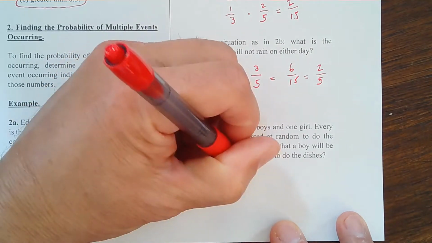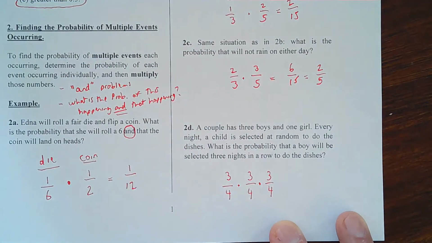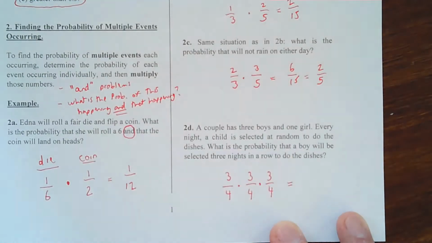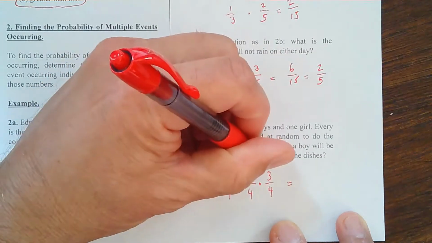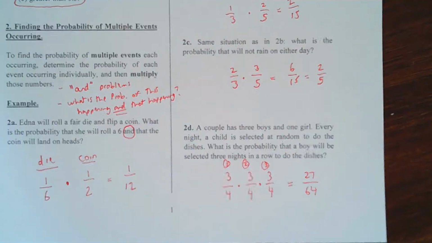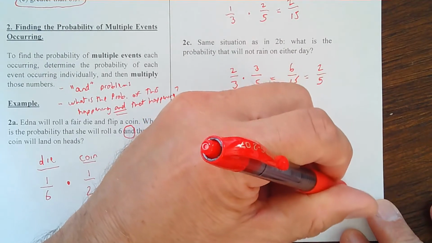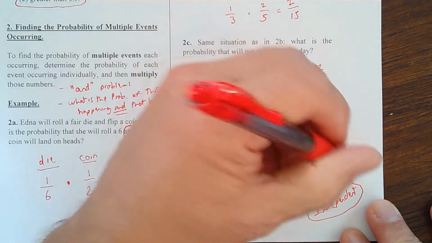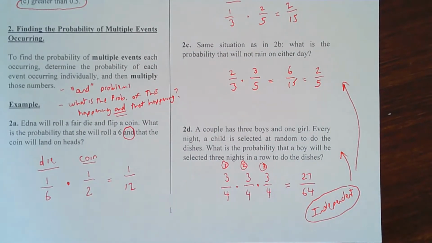Well, for each of the 3 nights, the probability is exactly the same: 3 out of 4, since there's 4 children. We're just going to multiply 3/4 times 3/4 times 3/4. First night, second night, third night, and the total probability is 27 out of 64. These are called independent events, and that's what we're going to talk about next. These are all independent events in which the probability of what happens the first time has no effect on the probability of the second and third events.